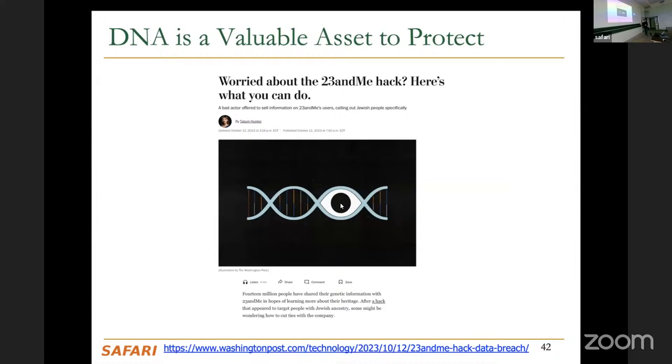So the last point was privacy. As I said, DNA is a vulnerable asset to protect. And you might have heard about the 23andMe leak recently. It even caused the stock price of that company to plummet into pennies from several US dollars. However, even more important than the stock price is the information that was leaked, right?